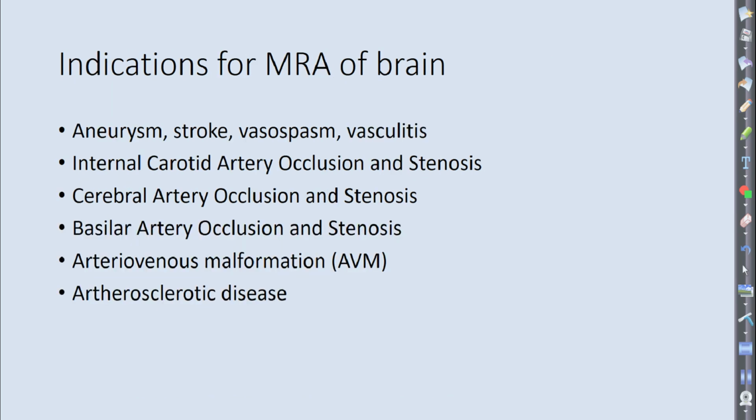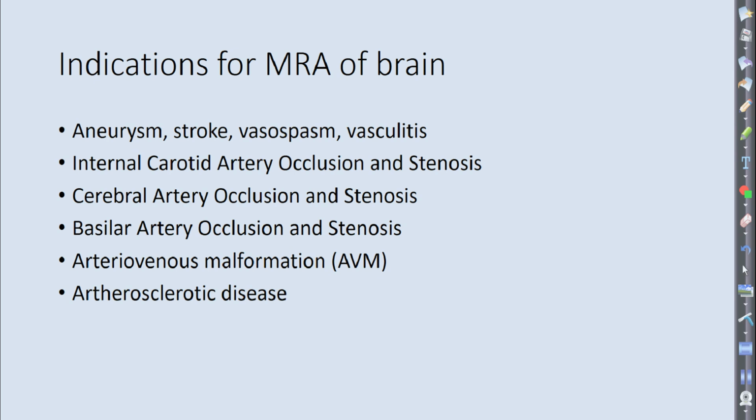All right, so MRA. So indications: aneurysm, stroke, vasospasm. What's a vasospasm? What's a spasm just in general? It's sudden, right? So it's considered a sudden constriction of the blood vessel, reducing its diameter and flow rate. Vasculitis, so inflammation of the vessel. Then you have any of the circle of Willis occlusion or stenosis. So occlusion is just complete blockage, right? Stenosis is narrowing.